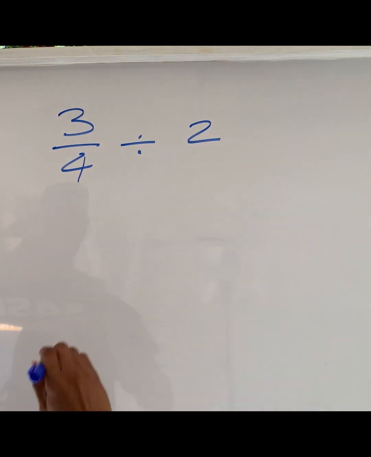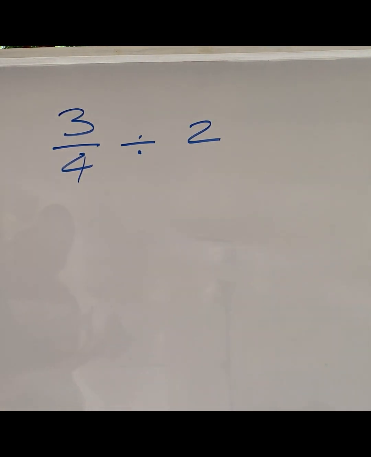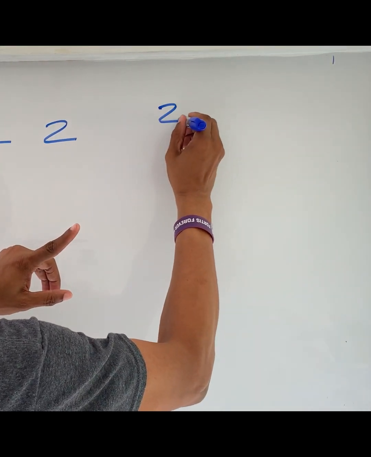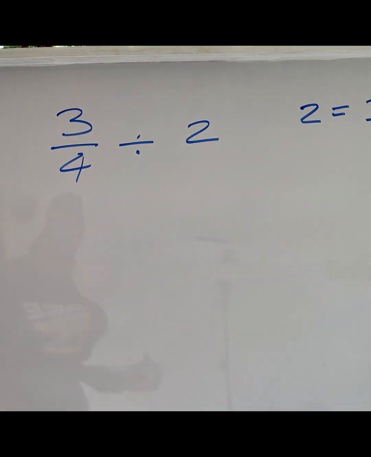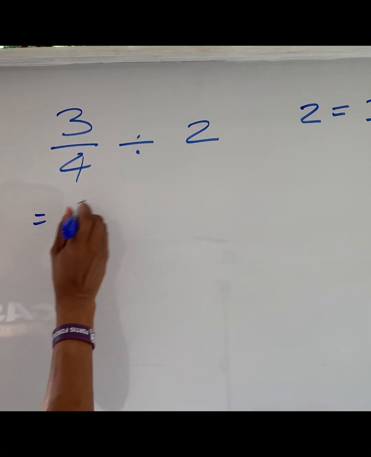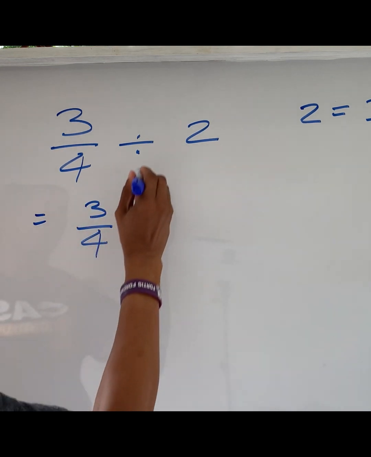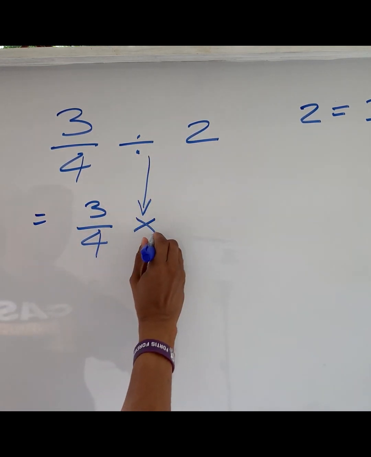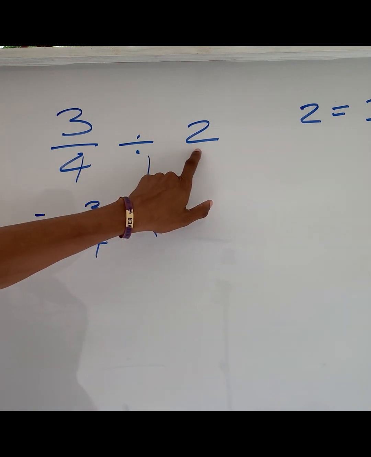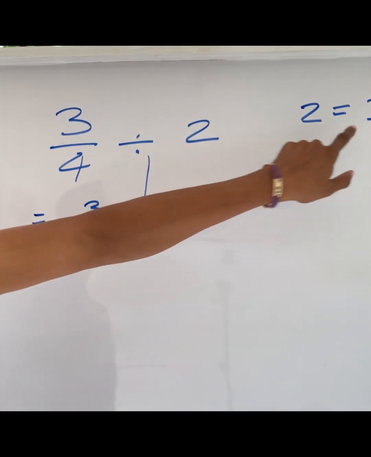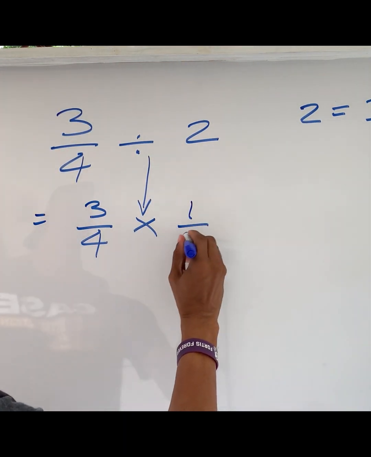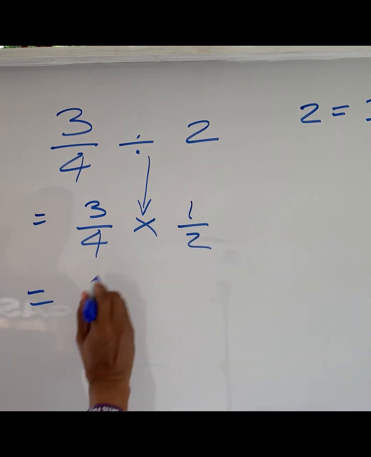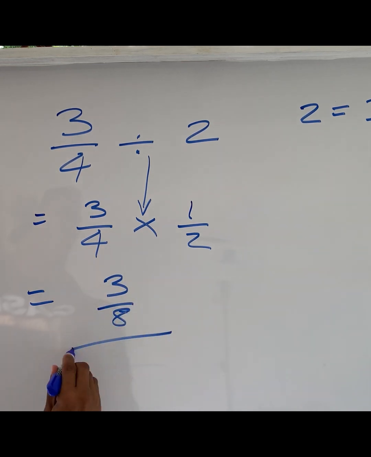Okay, let's move on to a different example. We have 3/4 divided by 2. First, let me make it clear that the number 2 is the same thing as 2/1, because any number divided by 1 always gives you back that same number. So this is equal to 3/4, and we convert the division to multiplication. And the reciprocal of 2 is 1/2, because 2 is the same thing as 2/1, so the reciprocal is 1/2. And this equals 3 ones, 3 over 4 times 2, which equals 8.